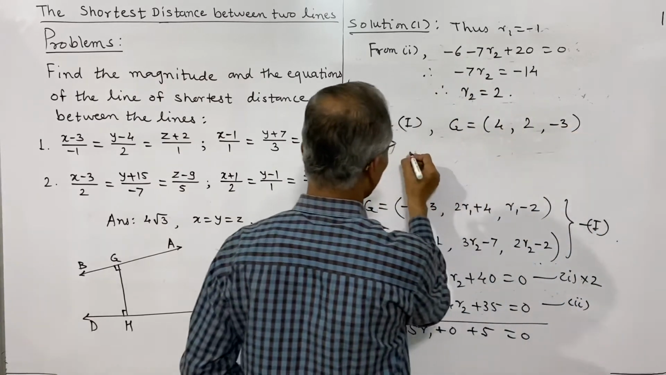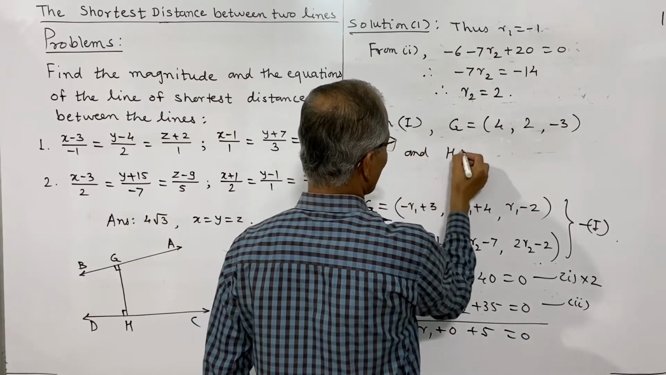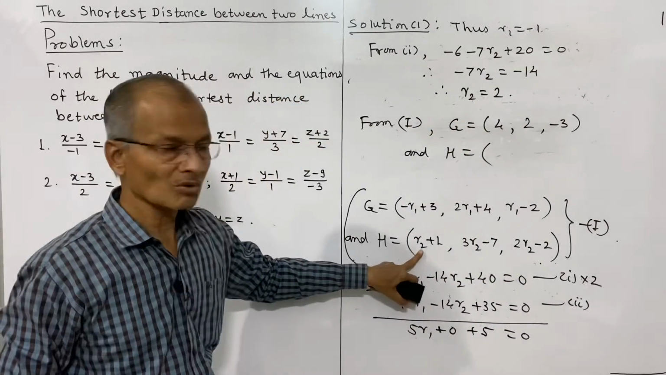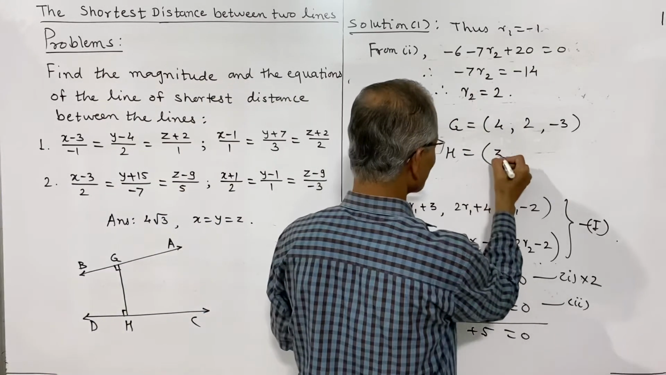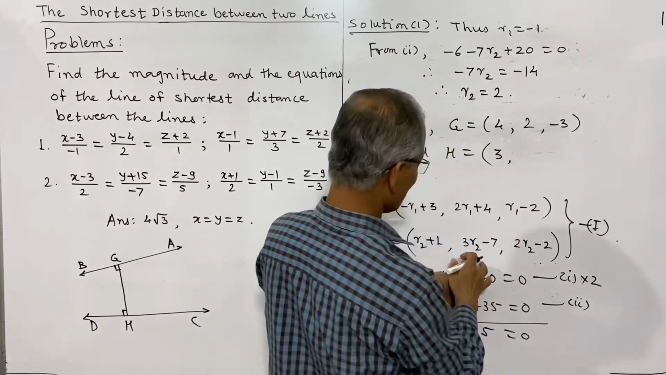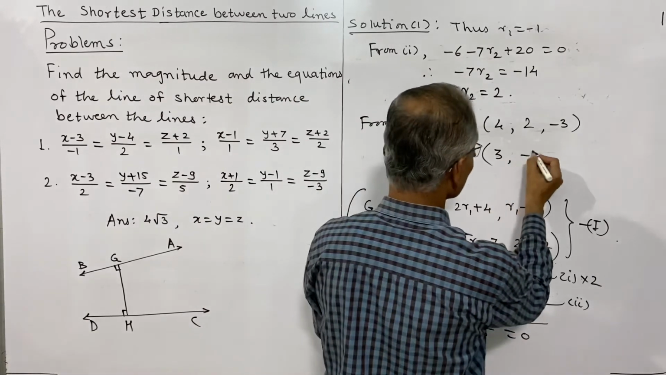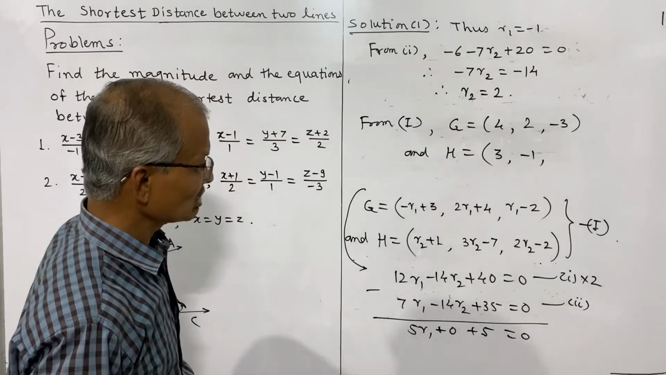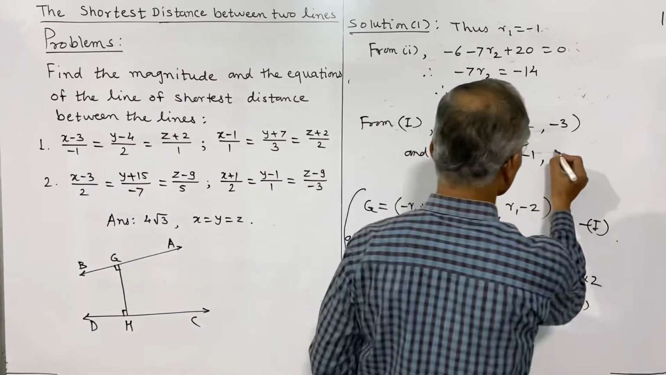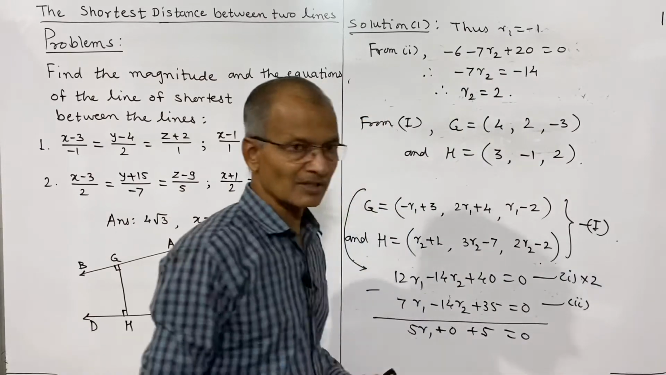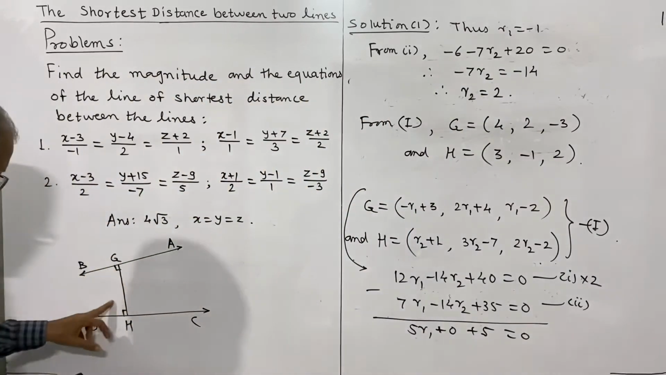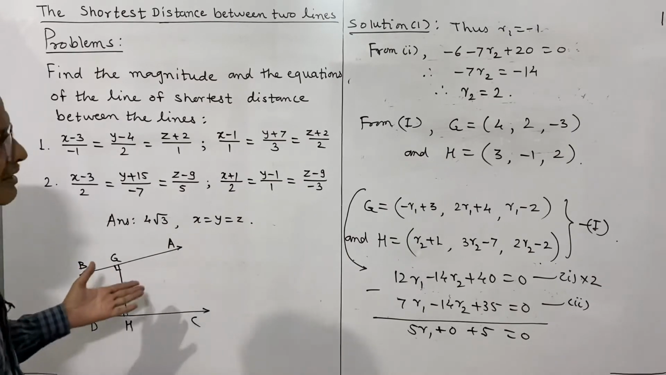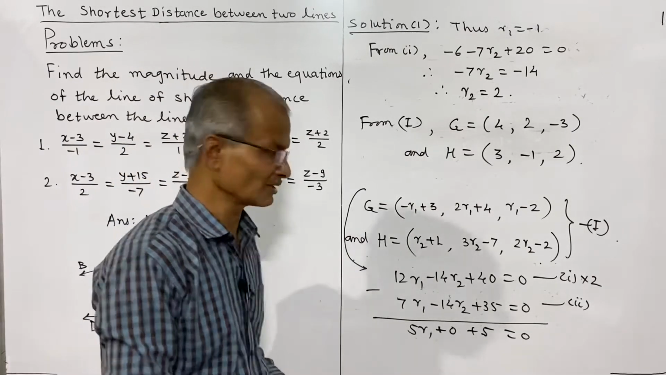G is this one, and H is from the second. Put R2 is 2 in this. So 2 plus 1 is 3, this is 6 minus 7, that is minus 1, and 4 minus 2 is 2. So we have obtained the coordinates of G and H. Now it is easy to find the distance GH by the distance formula.